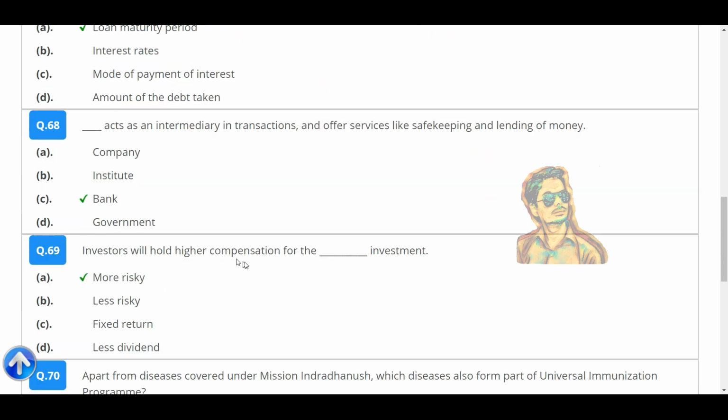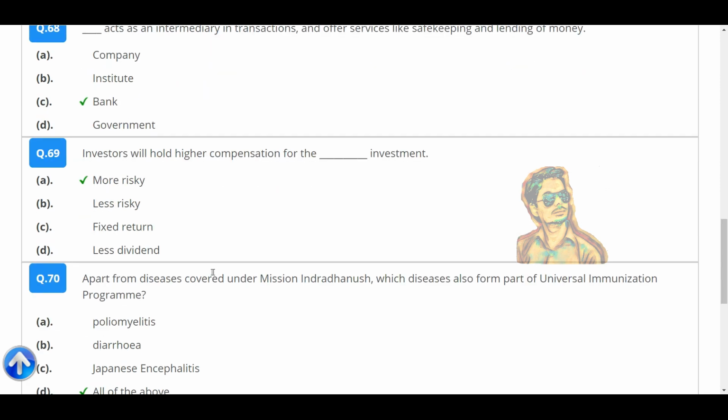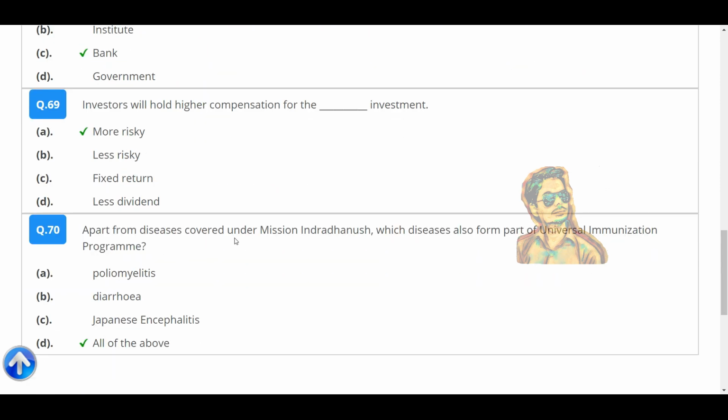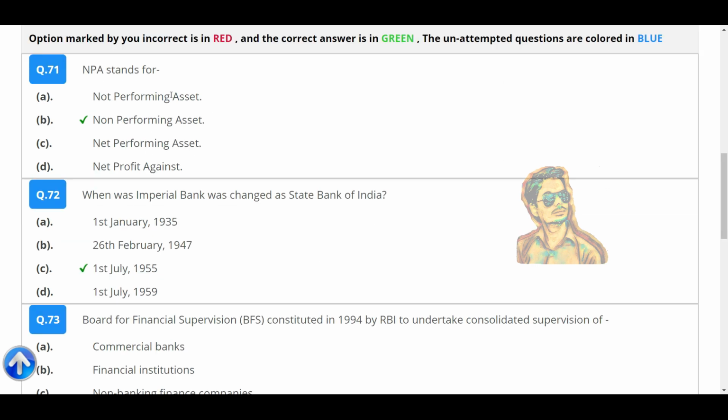Investors will demand higher compensation for the dash investment, the more risky. Apart from diseases covered under Mission Indradhanush, which disease also forms part of the Universal Immunization Program? All of the above. Poliomyelitis, diarrhea, Japanese encephalitis. NPA stands for non-performing asset.